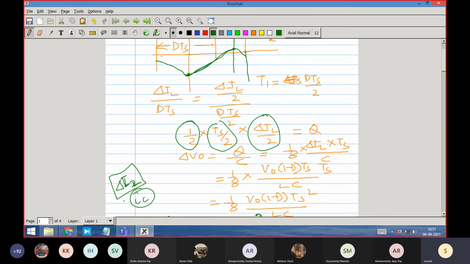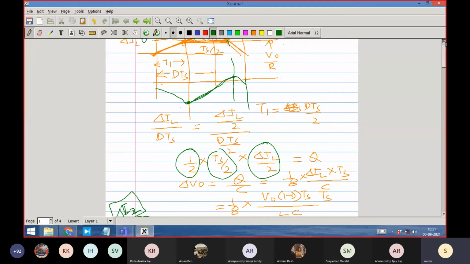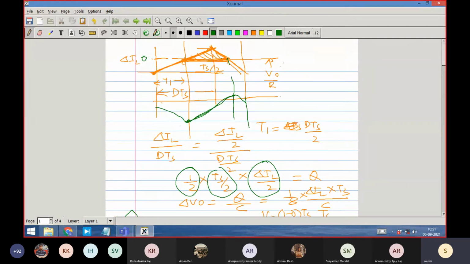It is nothing but an integration. Charge is half base into height. Since the shape is very regular, we can use the formula of the triangle's area, but it is nothing but integration. I've integrated IC dt during this period, and that must be the charge. That divided by C is the voltage, delta V naught. So we have done this. What is the voltage increase in this period, in this manner?